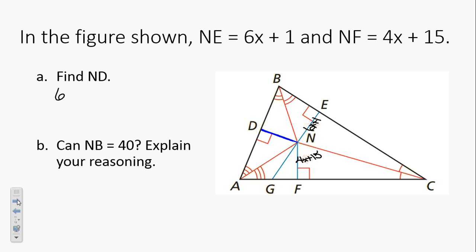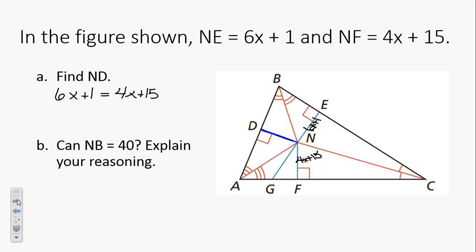And why would we make them equal to each other? Those are the segments that are formed from the incenter to the sides, right? The incenter is an equal distance from those sides. So these distances have to be set equal to each other. Very good.